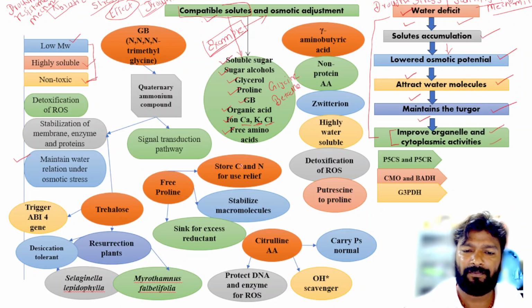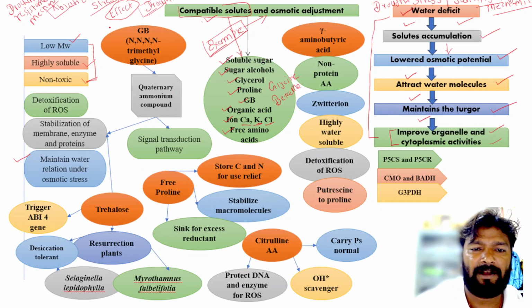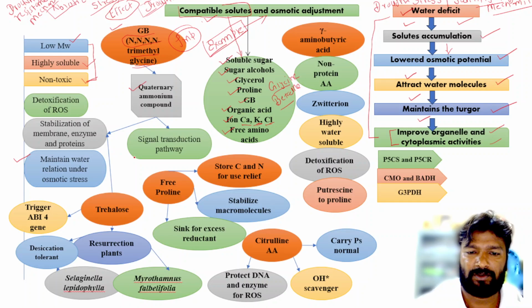Now we come to the different types of compatible solutes. The first one is glycine betaine, also known as trimethyl glycine. This is a quaternary ammonium compound. So they are quaternary ammonium compounds, and this is known as trimethyl glycine. This is one of the important compatible solutes.